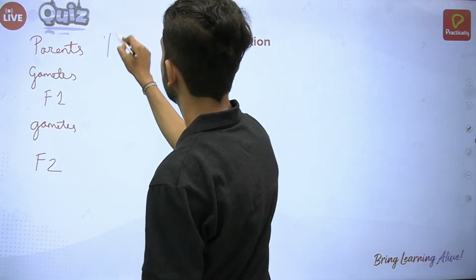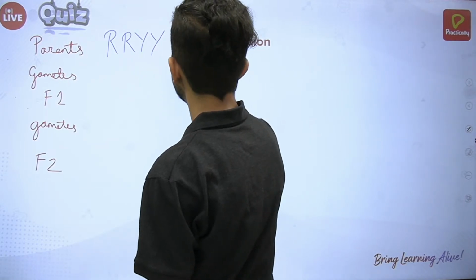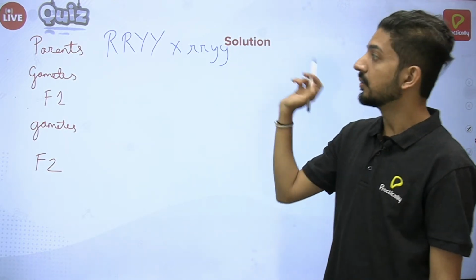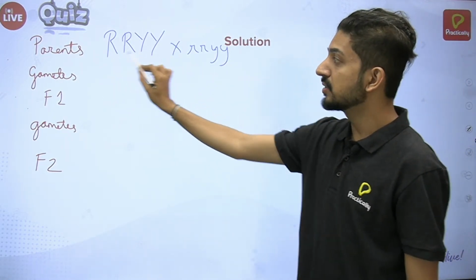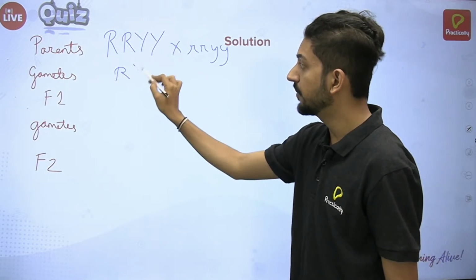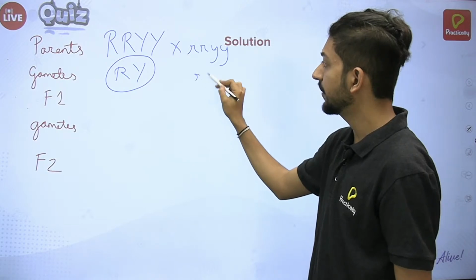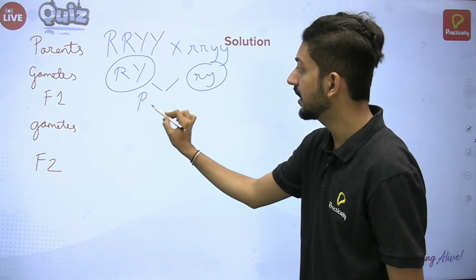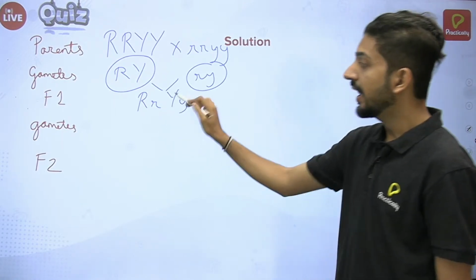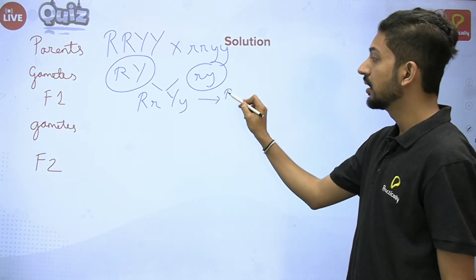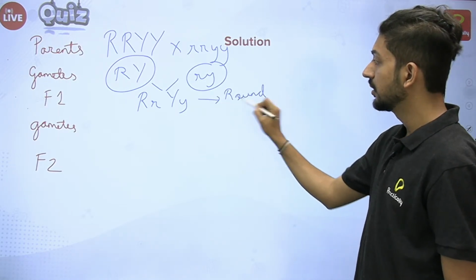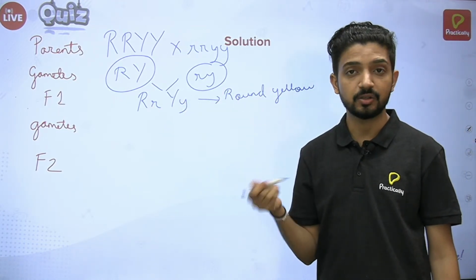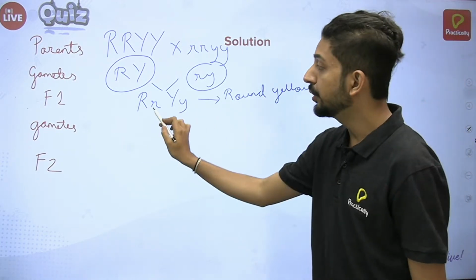So let's write down crossed with, right? Now what will the gametes be? Since this is homozygous, only one type of gamete will be formed here, that is RY, and here also one type of gamete, small r, small y. And when they fuse together, the F1 generation will have capital R, small r, capital Y, small y. And how will they look? They will still look round and yellow, because they have capital R, capital Y, which is a dominant trait, right?